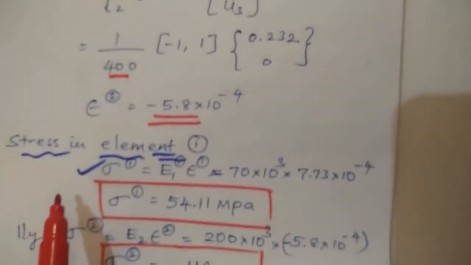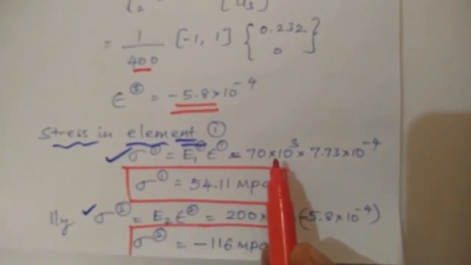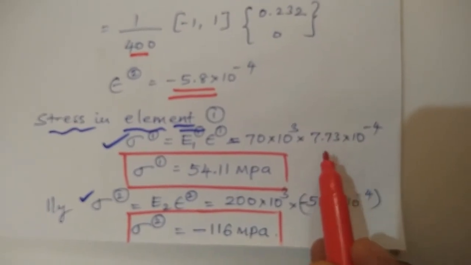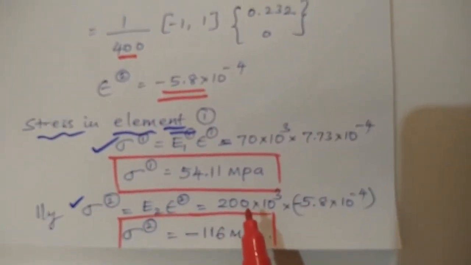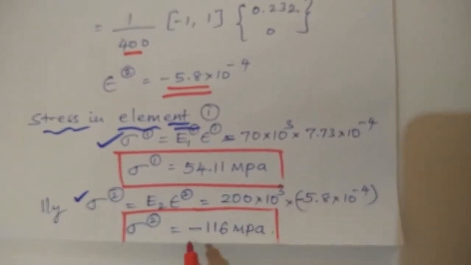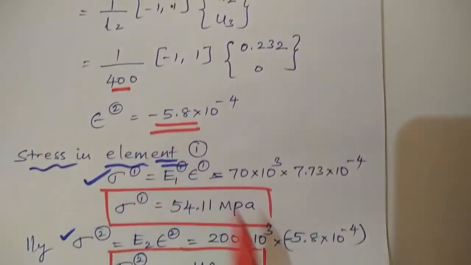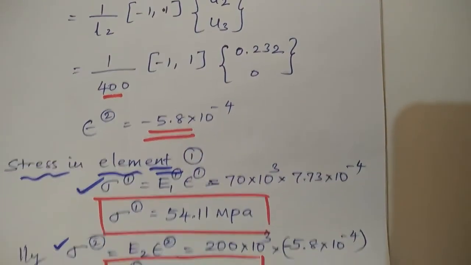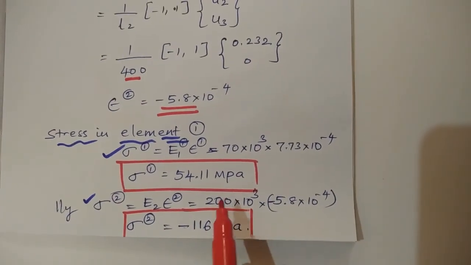Then you will get stresses, simply E1 into epsilon 1. What is E? It is 70 into 10 raised to 3. Epsilon 1 is you know. Similarly E2 into epsilon 2, you know E2, and substitute E2, 200 into epsilon 2 from the previous step. So you will get, have a look into it, you will get minus 116 MPa.